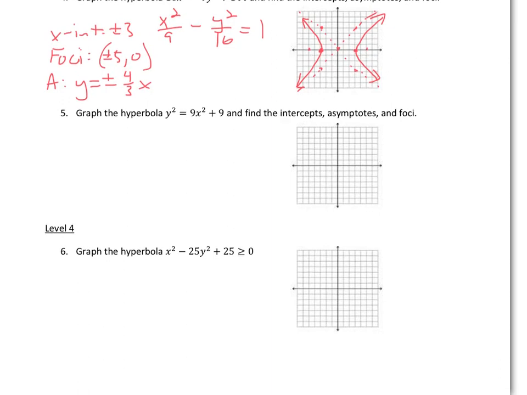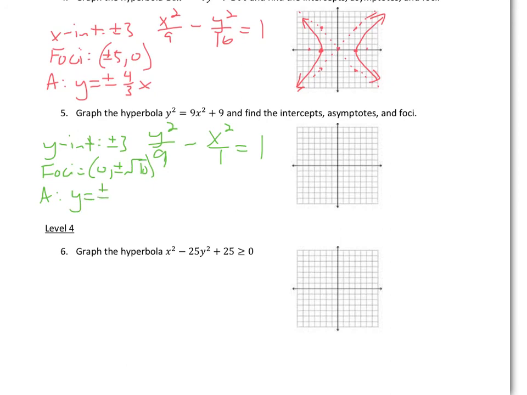And the last one, okay, we're going to manipulate this equation. And what we're going to get here is y squared over 9 minus x squared over 1 equals 1. Alright, since y squared comes first, we've got y-intercepts at plus or minus 3 again. Our foci are going to be at 0, plus or minus root 10, right? A squared plus b squared equals c squared. And the asymptotes are going to be y equals plus or minus a over b times x. A is 3, right? The square root of 9. And b is 1, so 3x.